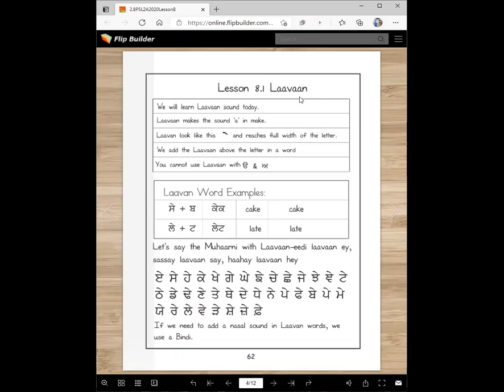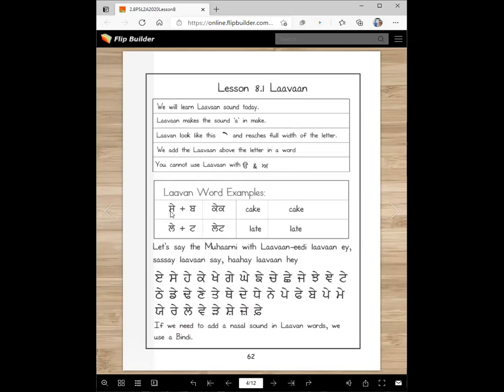Can you say lama? Lama makes a sound A as in make, late, cake. Lama looks like a slanted line, and reaches the full width of the letter. Okay, so you put it up there on top of the letter. We add the lama above the letter in a word like this. You cannot use lama with uda and eda.